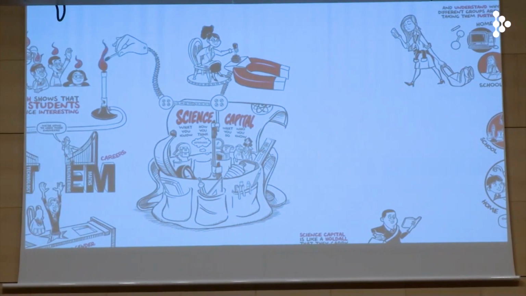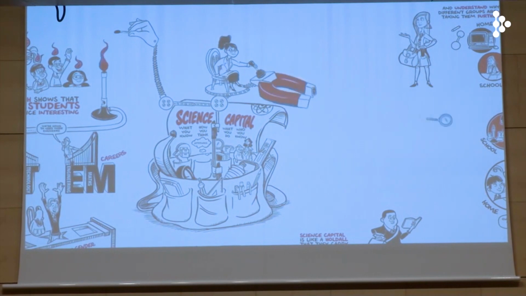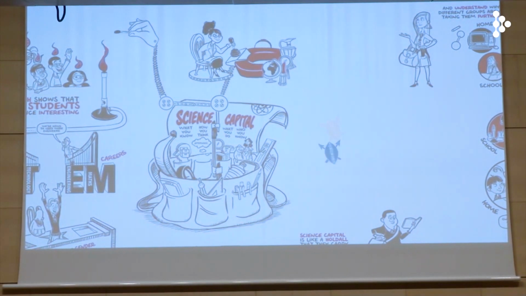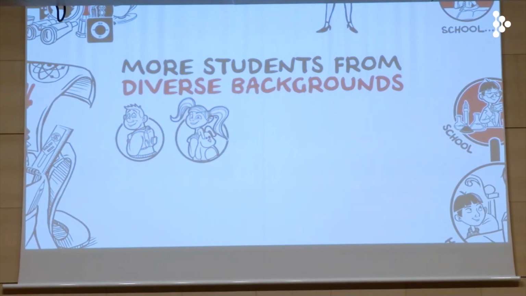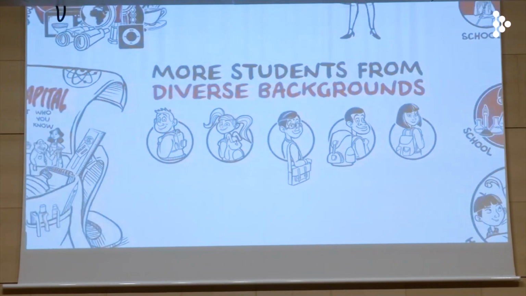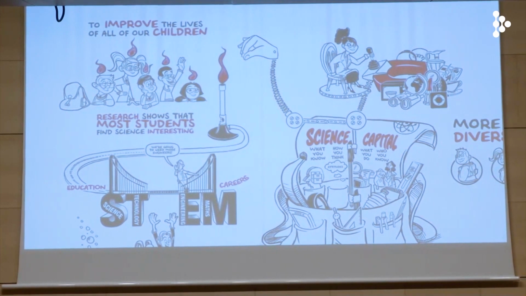We can also use science capital as a tool to develop more effective ways of supporting young people to engage with science. And by building science capital of all children, more students from more diverse backgrounds will engage with science throughout their lives. Together, we can use the concept of science capital not only to bridge the STEM skills gap, but also to improve the life chances of all our children.